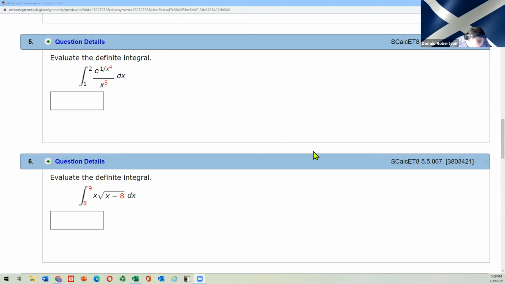The next one is so easy, it's hard. It's a contradiction, but it is. It's the integral of x over the square root of, in this case, x minus 8.